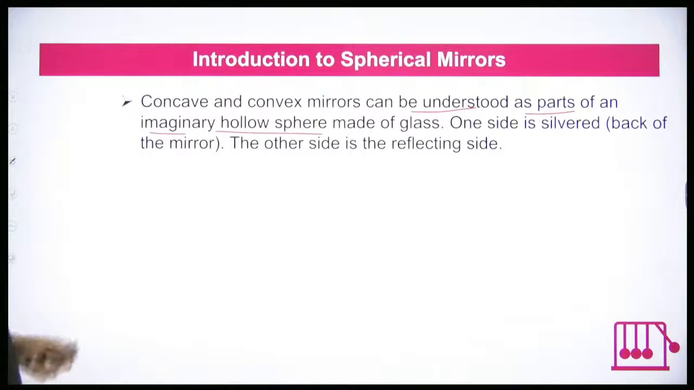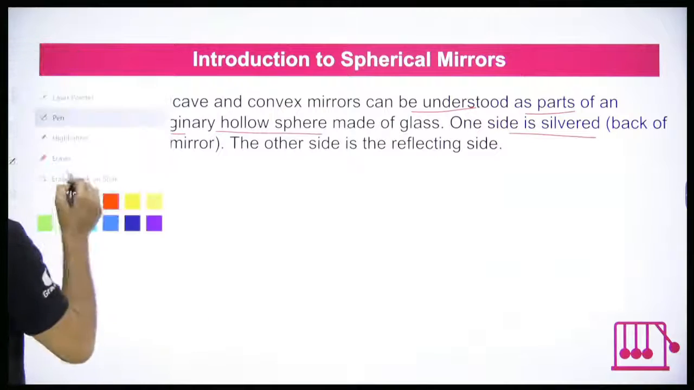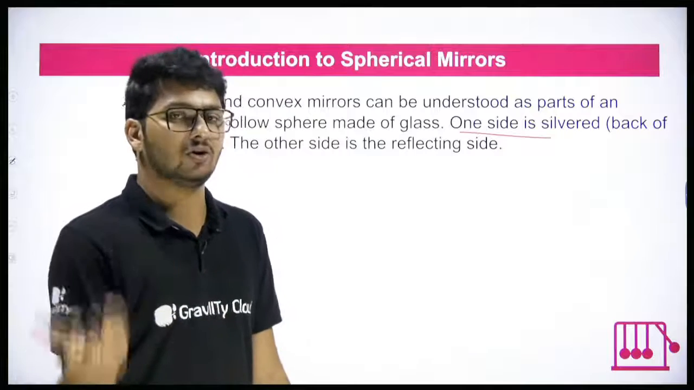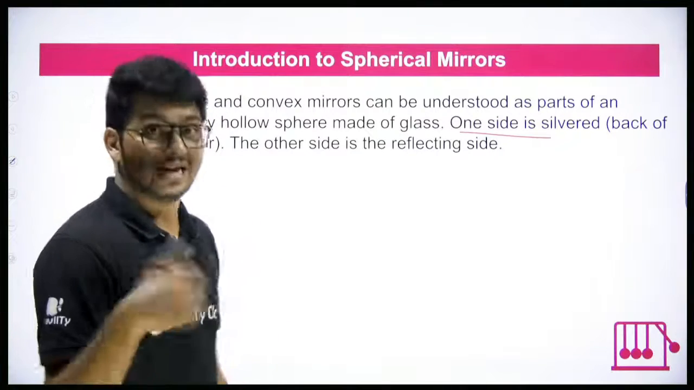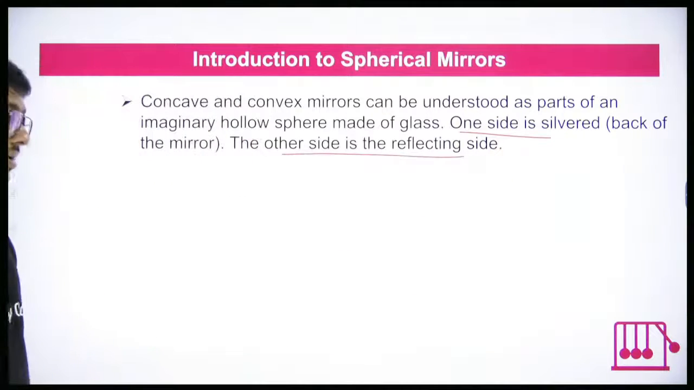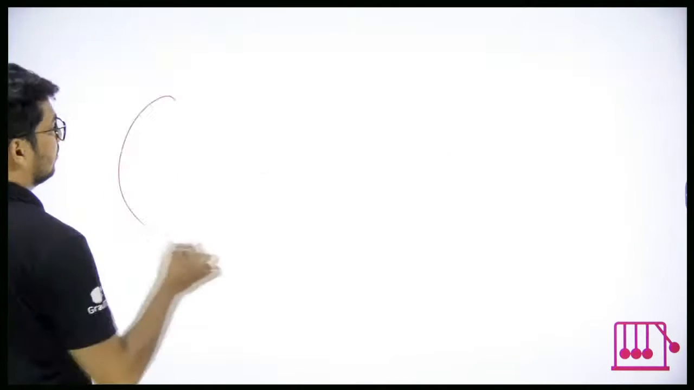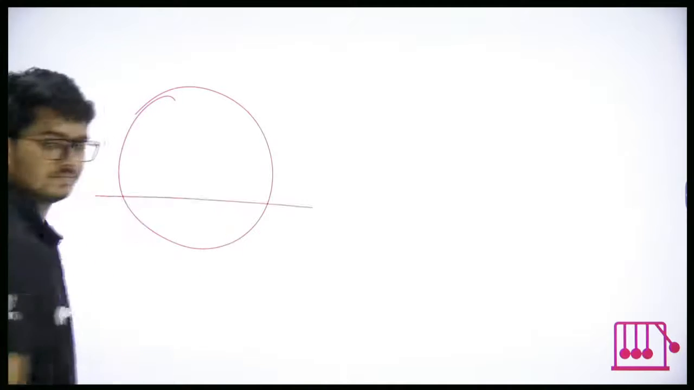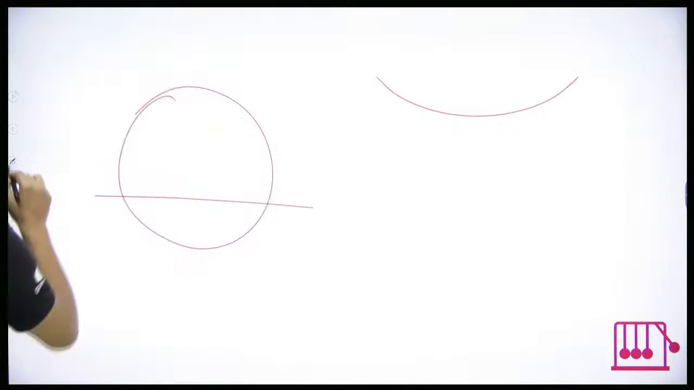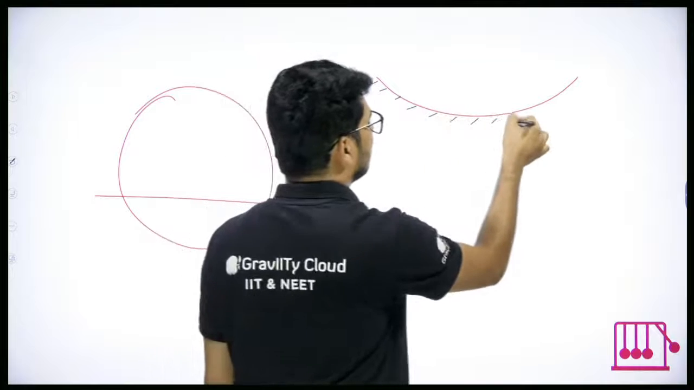Now one side is silvered. That is the important side. Wherever it is silvered, you cannot see your image there. The other side is the reflecting side. So in simple terms, we take a ball, cut it, and get a bowl-shaped thing. Now if I silver it on the other side, whenever we show it this way, these dashes, what do these lines mean?